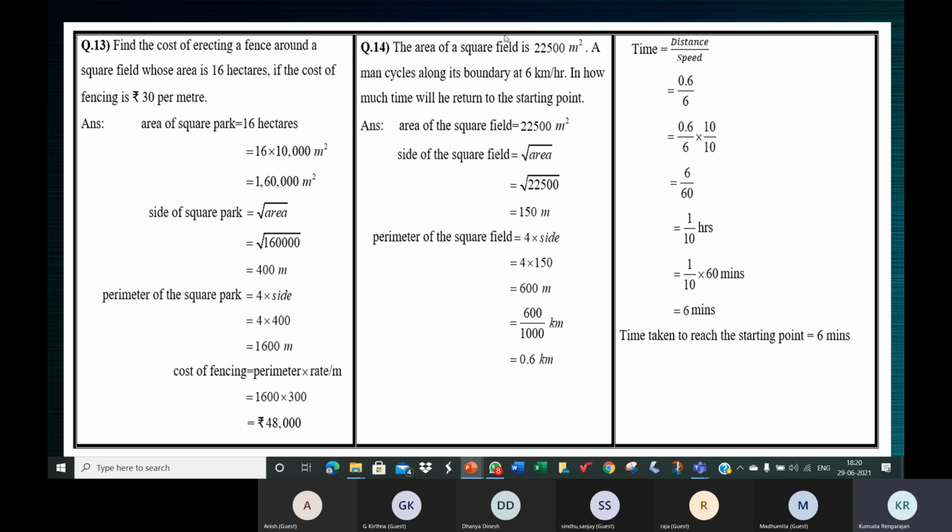Distance is, because he's going only one round. Suppose it's given he goes 5 rounds along the boundary, then whatever is the perimeter into 5, that will be the distance covered. But here he goes one round. See, here a man cycles along its boundary at 6 kilometers per hour. Nothing is mentioned in how much time will he return to the starting point, so one round only he goes. If he's gone more than one round, it will be mentioned.